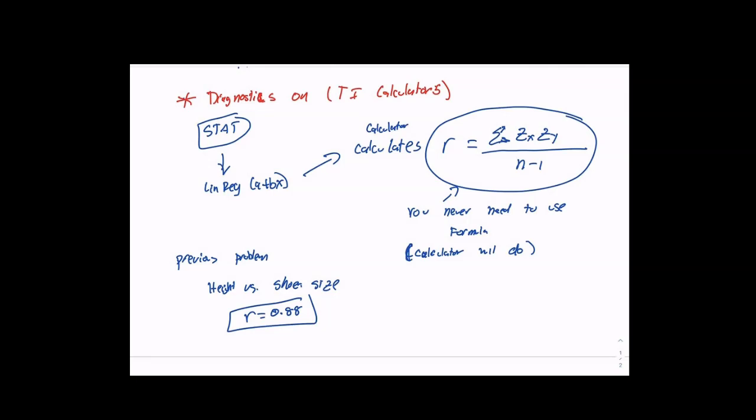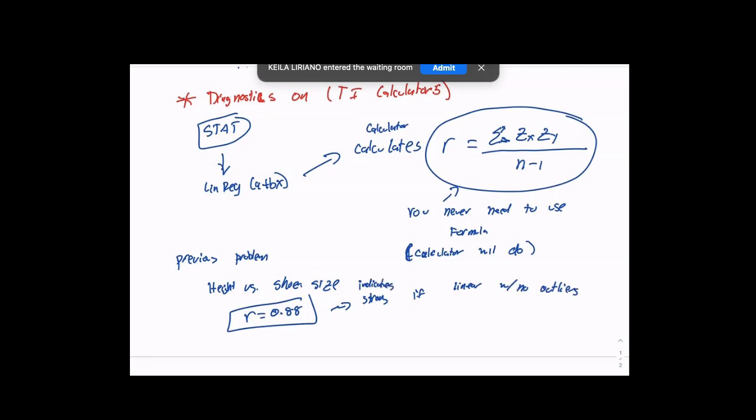It's the same thing about the outliers, right? So I would say strong. However, like you learned in last night's homework, you better take a look at the scatter plot. R tells us nothing unless we know that there's a linear relationship. So that's very important. There must be a linear relationship. So R indicates strong if linear with no outliers.